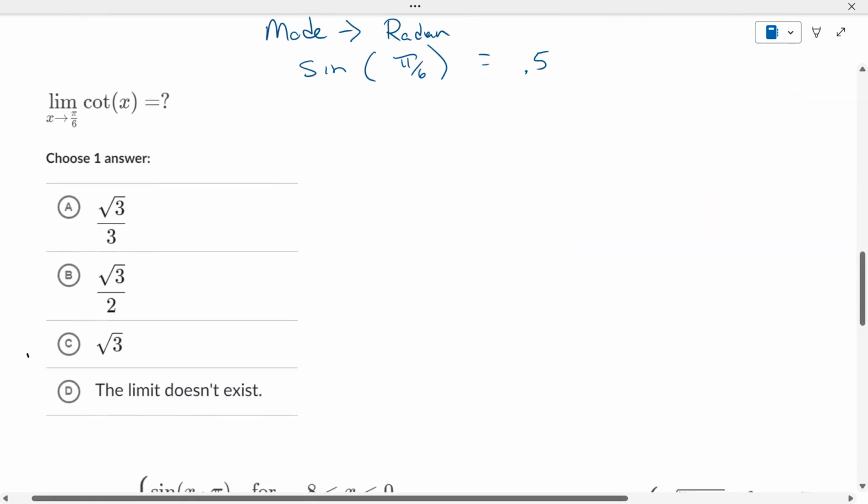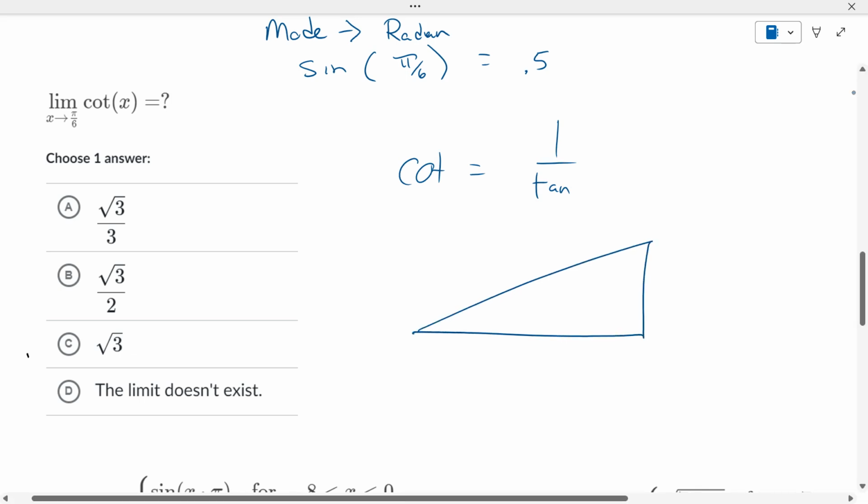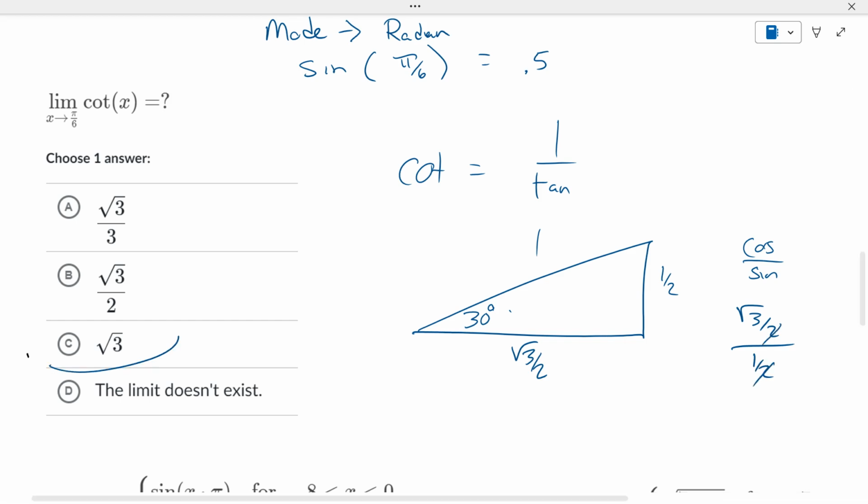Cotangent of pi over 6. I don't think there's a cotangent button on your calculator, is there? No. But cotangent is 1 over tangent. So, but if we just draw out the triangle for pi over 6, pi over 6 is a 30-degree angle. This is 1/2. This is square root of 3 over 2. This is 1. So cotangent is cosine over sine. So it's the adjacent over the opposite. So it's the square root of 3 over 2 over 1/2. Well, the 2's cancel, so it's just square root of 3.